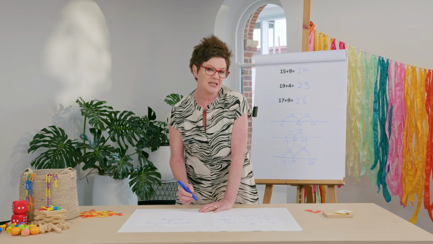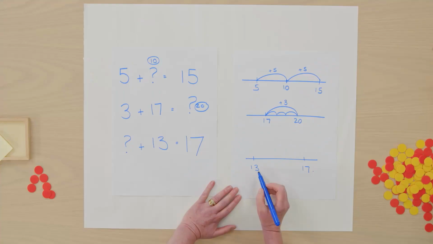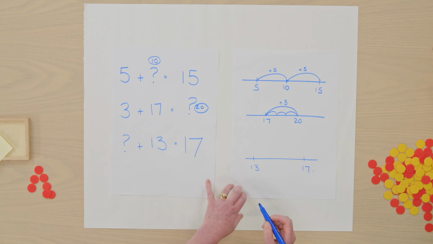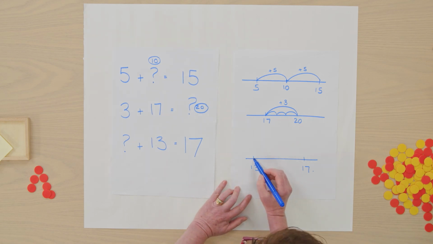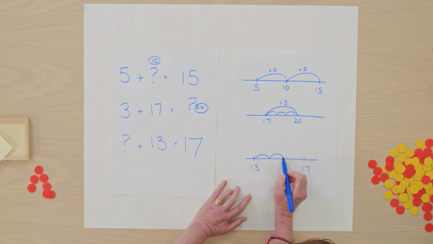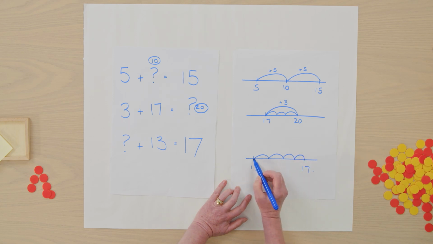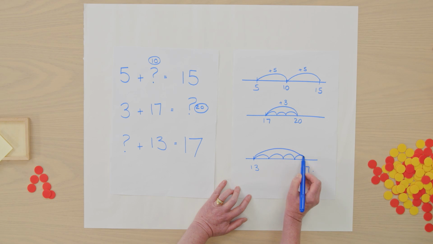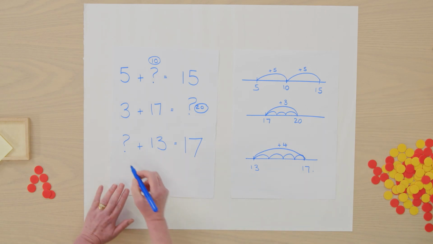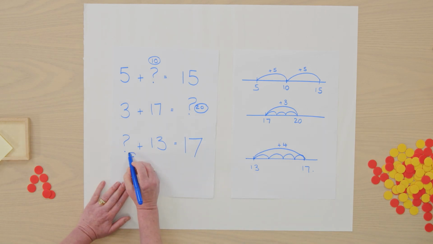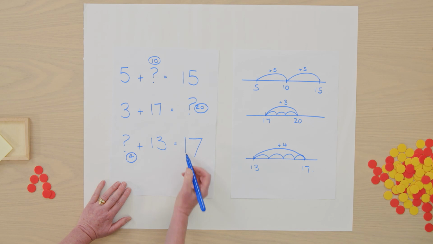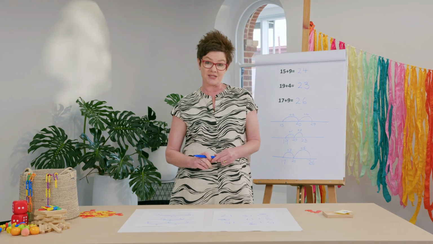Now you may already see the answer, but let's check it. How do I get to 17 from 13? I could count up. 13, 14, 15, 16, 17, or I could jump by 4. Okay, so the missing part here is 4. 4 plus 13 equals 17.